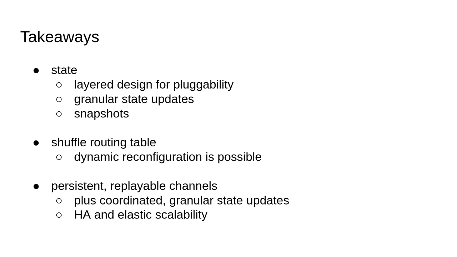Okay, just to close it out, some key takeaways. For state, layered design can be nice for pluggability. Granular state updates are good to prevent stuttering during these consistency barriers. Database snapshots are nice for recovery time. When it comes to shuffle table routing, it's nice to be able to dynamically reconfigure the routing table.